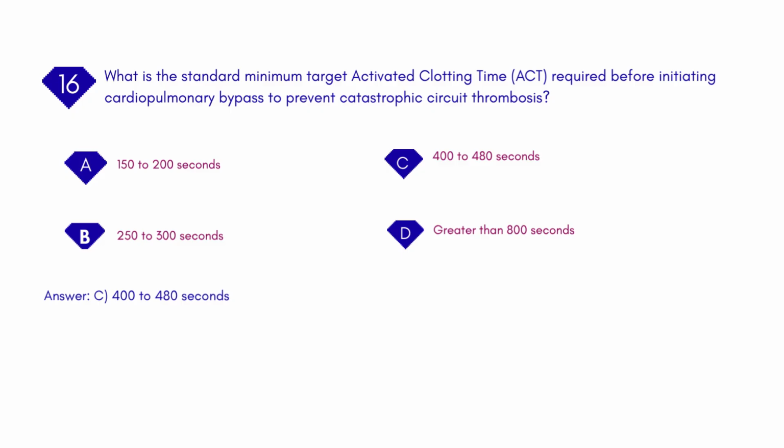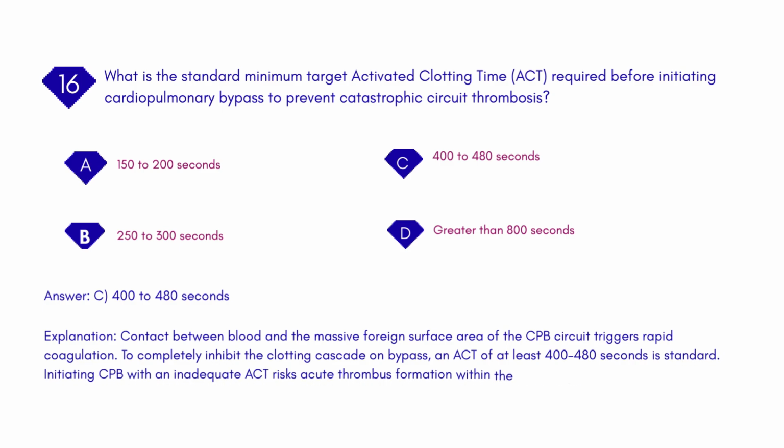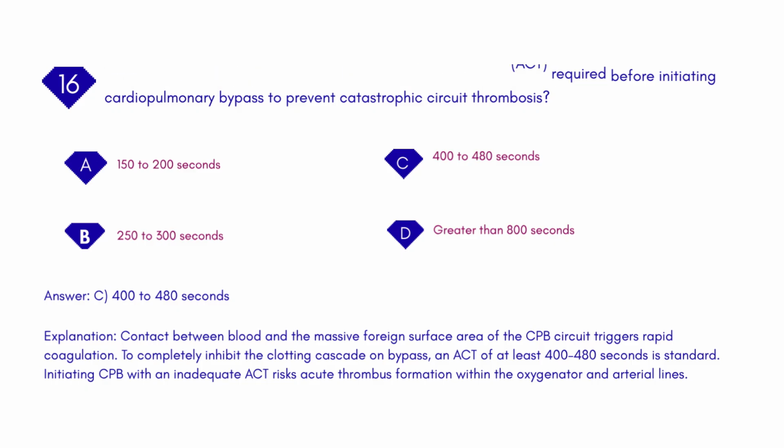Answer: C. 400 to 480 seconds. Explanation: contact between blood and the massive foreign surface area of the CPB circuit triggers rapid coagulation. To completely inhibit the clotting cascade on bypass, an ACT of at least 400 to 480 seconds is standard. Initiating CPB with an inadequate ACT risks acute thrombus formation within the oxygenator and arterial lines.